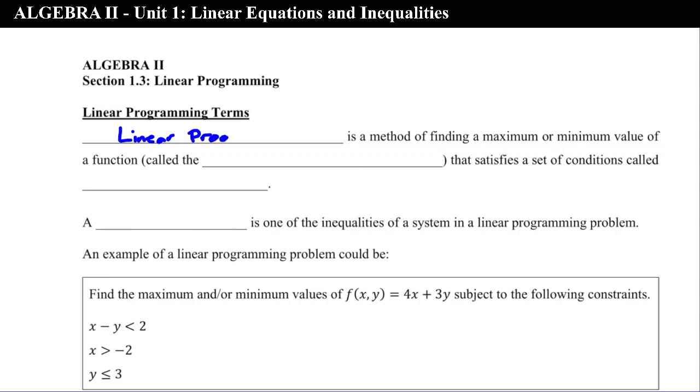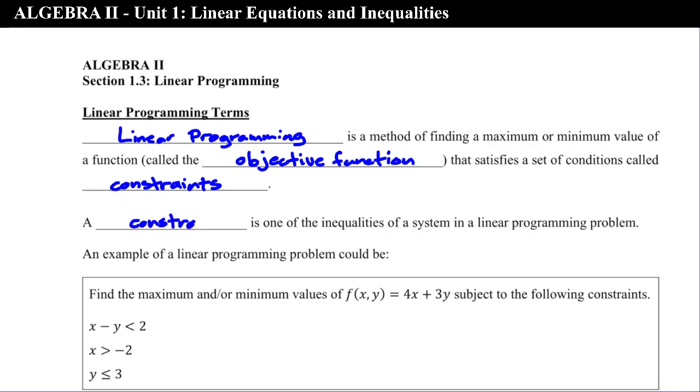Okay, so linear programming is a method of finding the maximum or minimum value of a function. And that function is called the objective function. And that function is going to satisfy a set of conditions called constraints. Okay, so let's talk about what these things are. A constraint is one of the inequalities of a system in a linear programming problem.